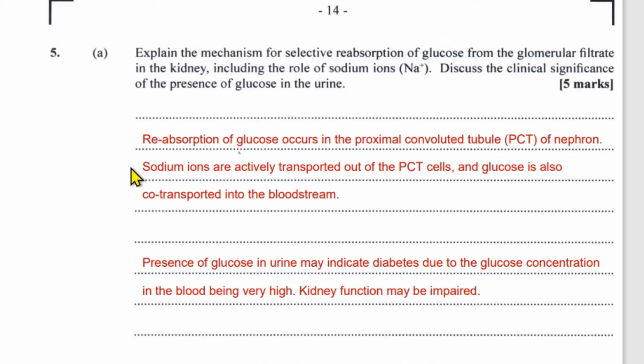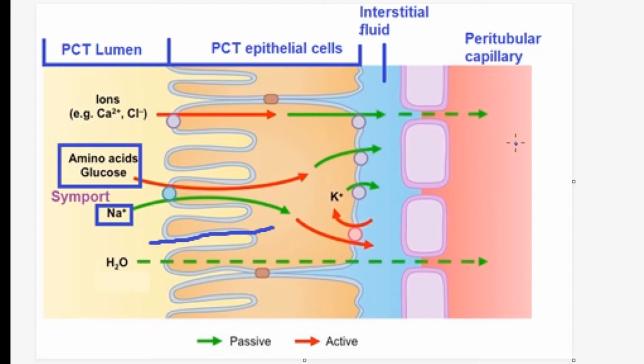Now, this occurs through sodium-potassium pumps, which are usually used to maintain a resting potential in axons, well, neurons. So whenever sodium ions are transported out of the tubule cells, glucose is co-transported into the bloodstream. Let me show you what that means. So to explain this here, this is a cross section of a part of the proximal convoluted tubule. Here we have the epithelial cells, and here we have a capillary. We have some interstitial fluid here.